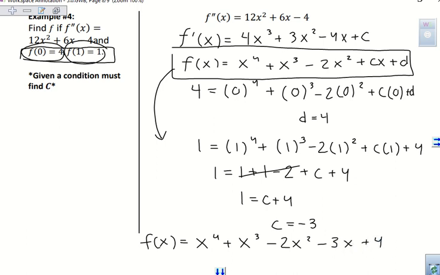If you guys like this procedure, there's a whole class dedicated to doing these with like hundreds of constants. It's called differential equations. It's not too bad.